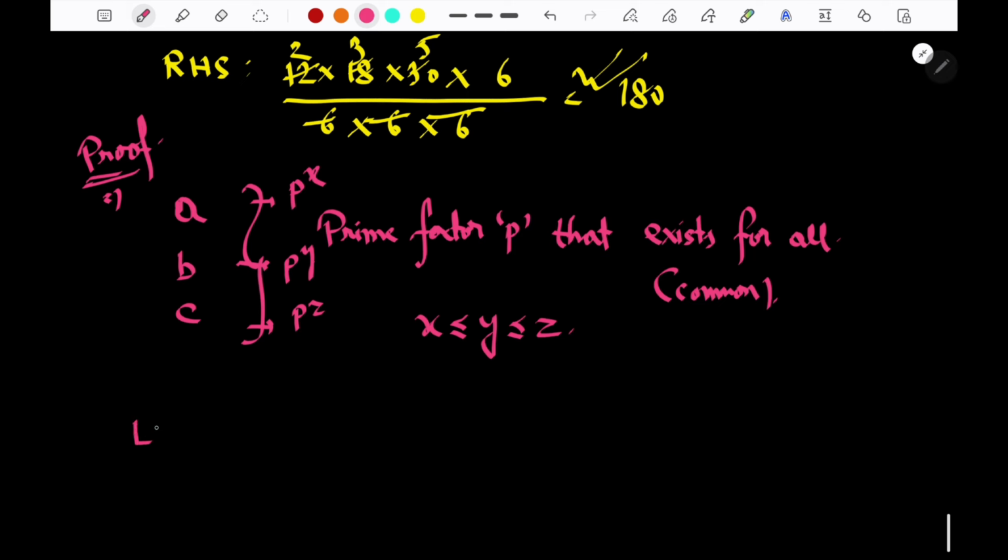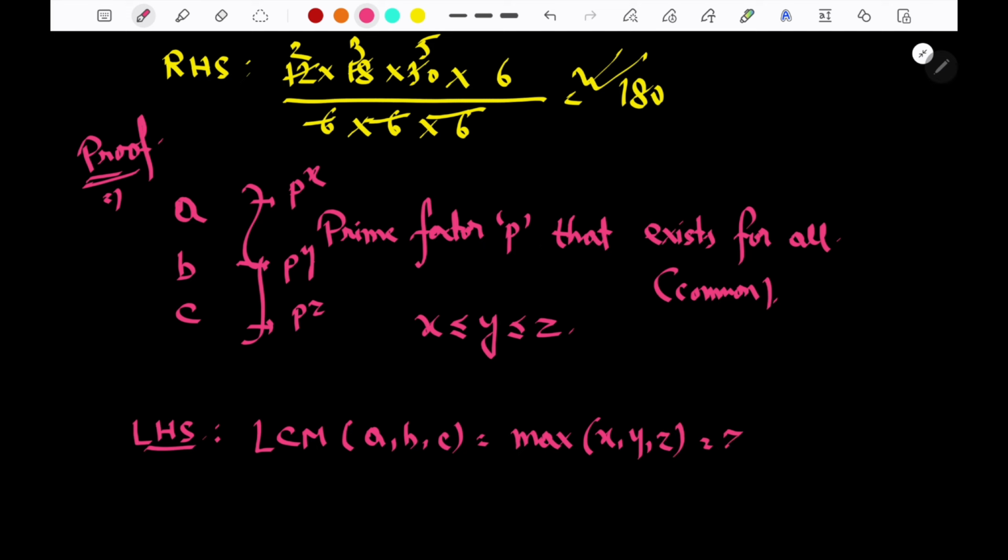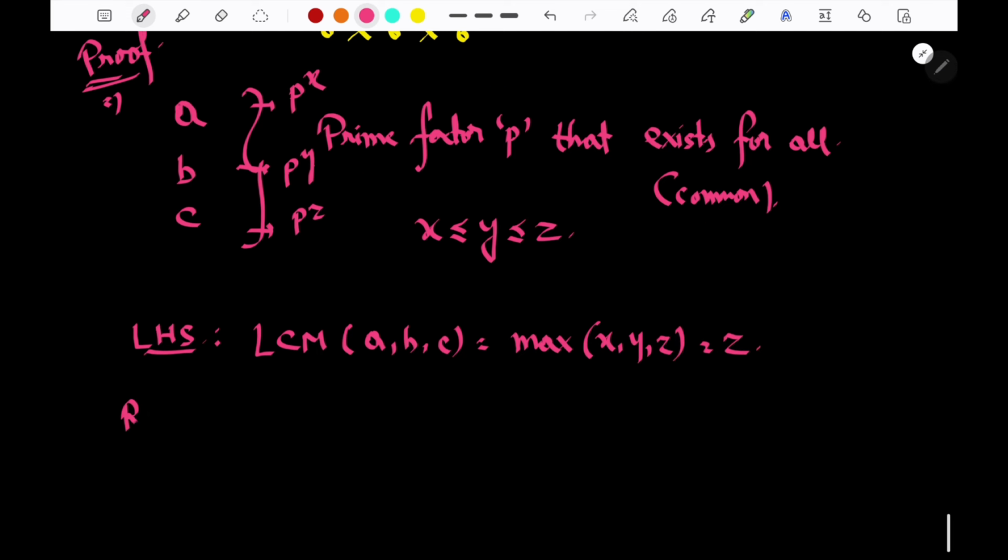Now for the left hand side, what are we required to do? We are required to find the LCM. LCM of what? LCM of a comma b comma c. So how do we find the LCM? We find the maximum of x comma y comma z, which is equal to z. Now see for the right hand side. So what is the right hand side?